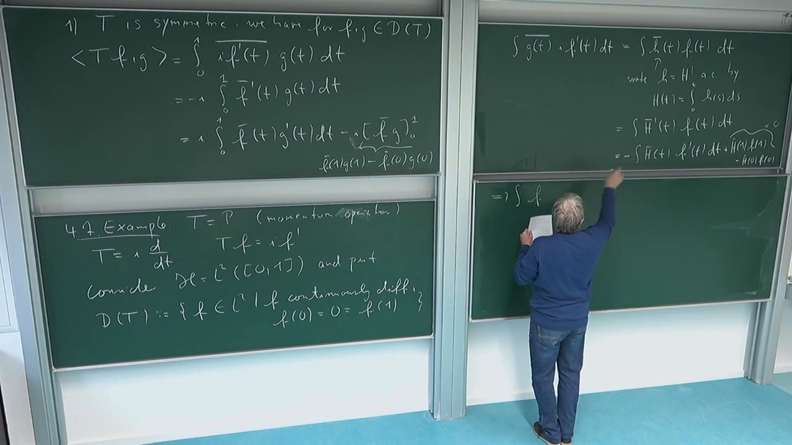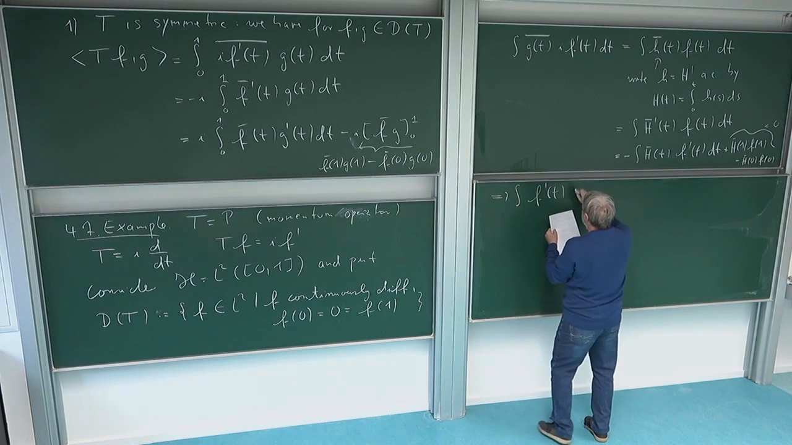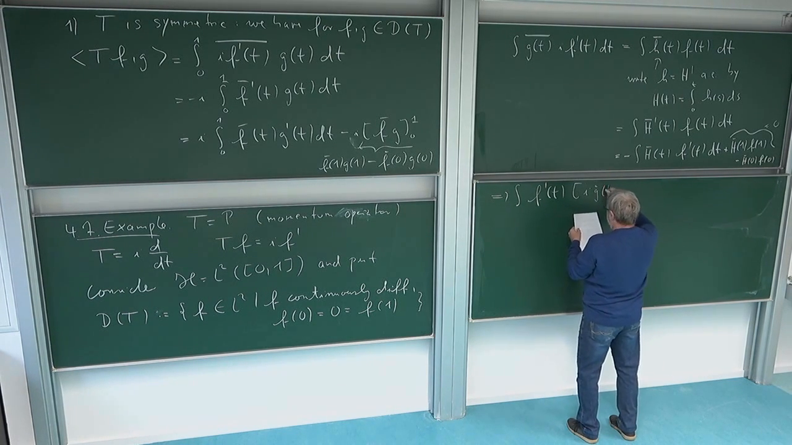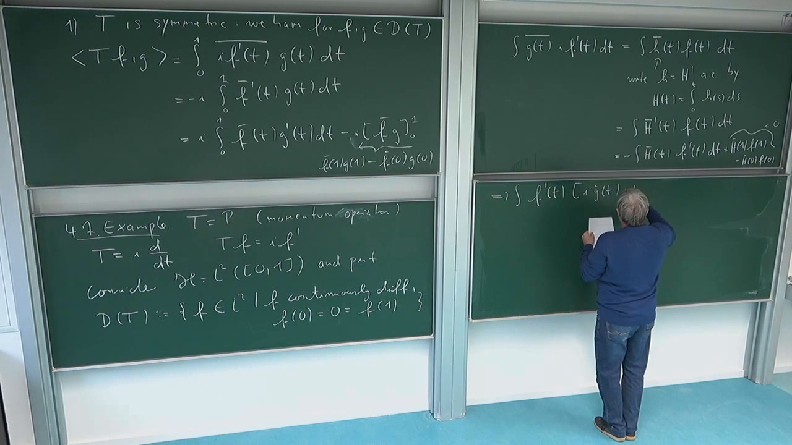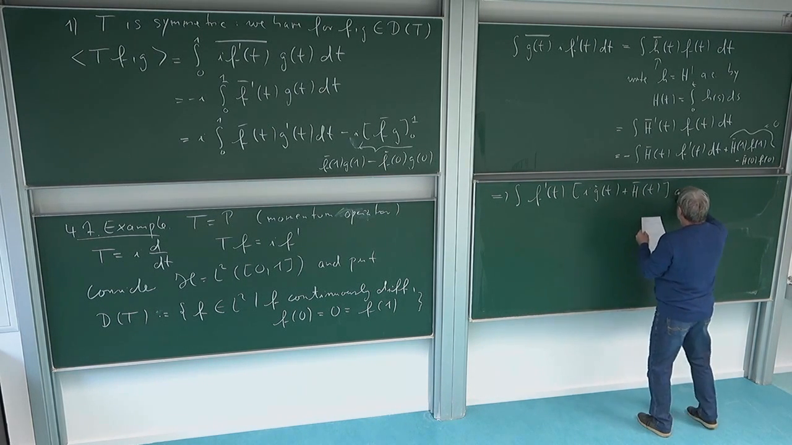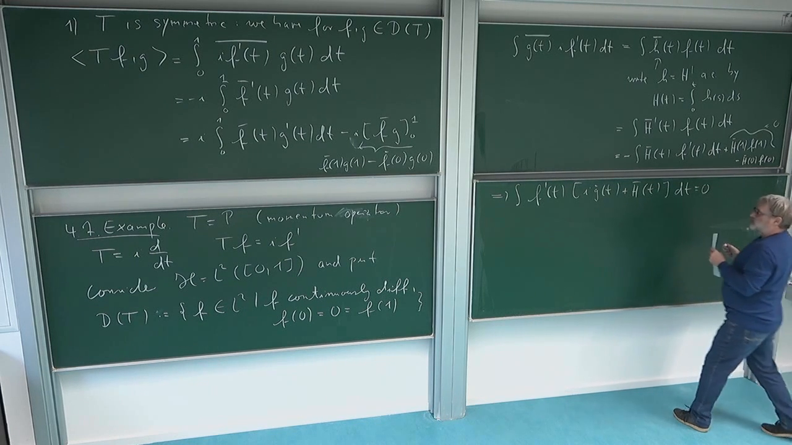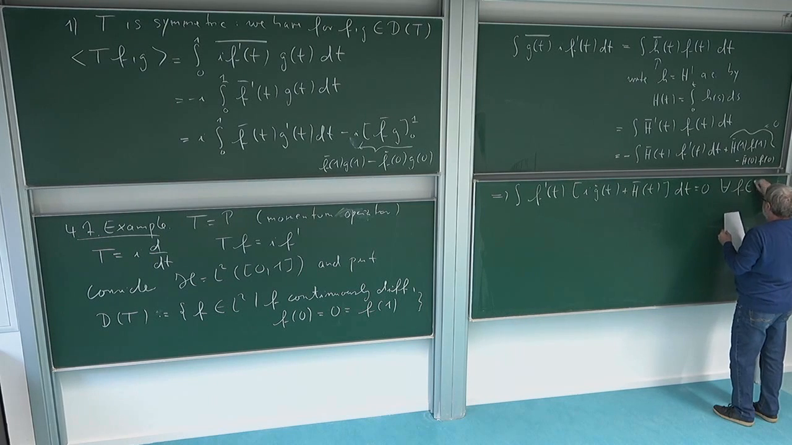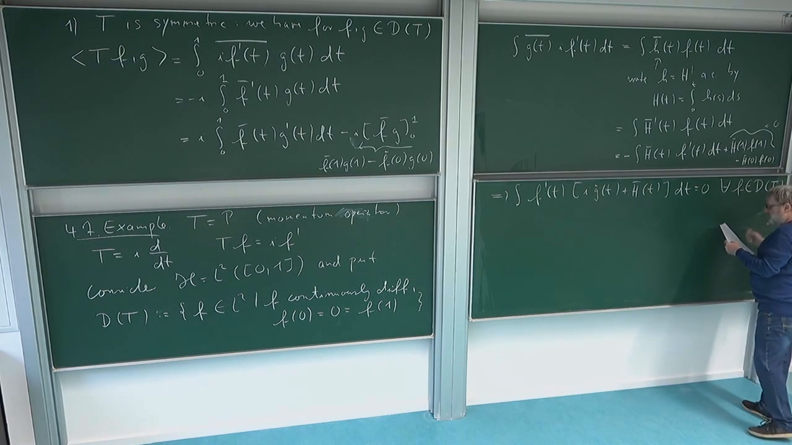So I'm writing this, bringing this on the other side, and then I have f prime of t, and here I have I times g bar of t. This on the other side is plus h bar of t dt. So this is equal to 0, and we know this for all f in the domain of t.